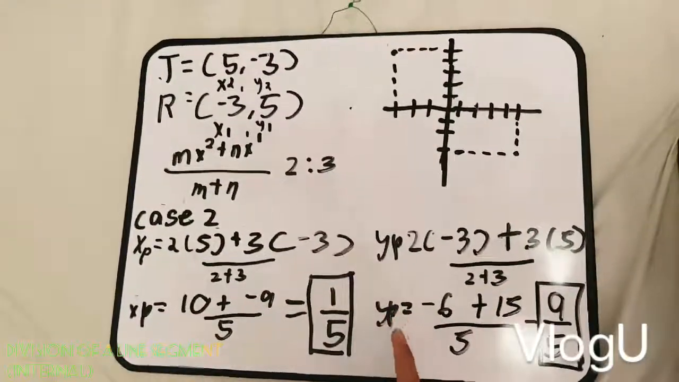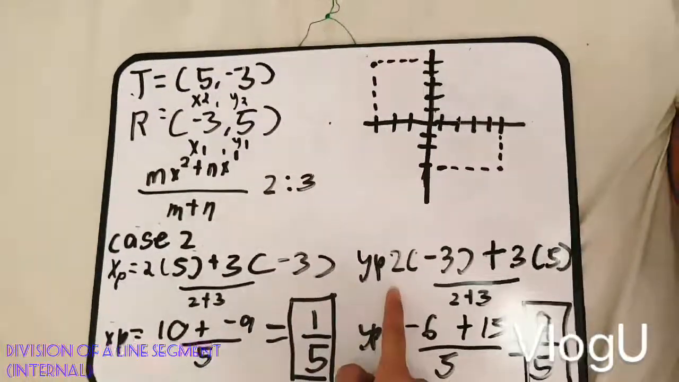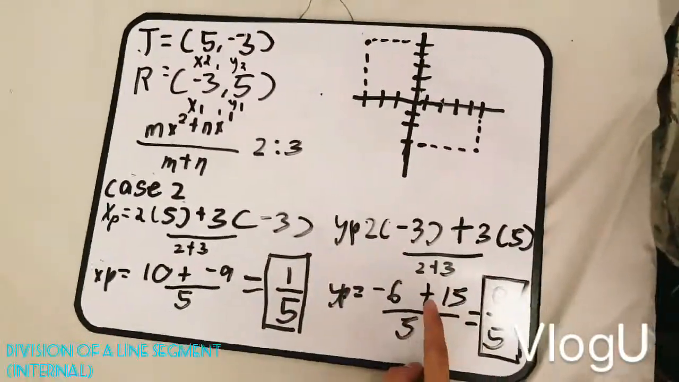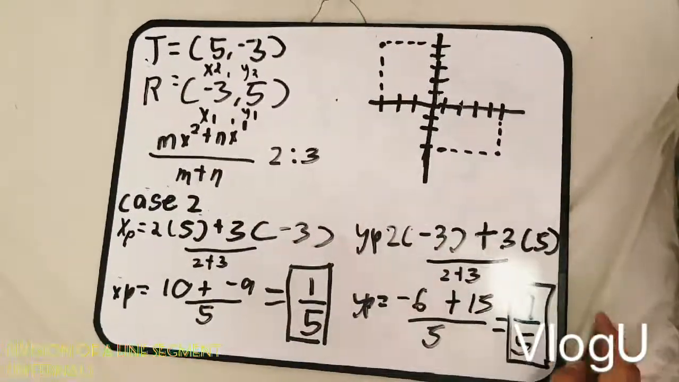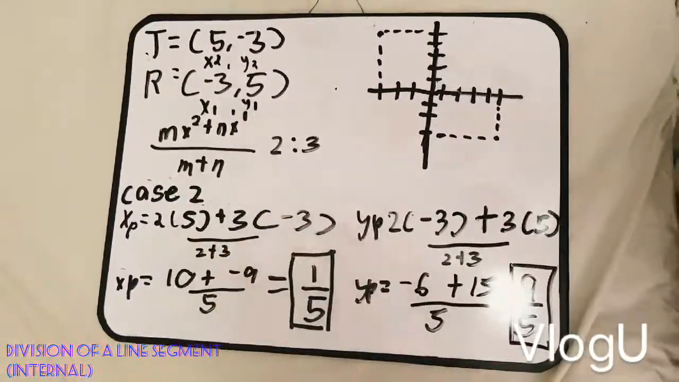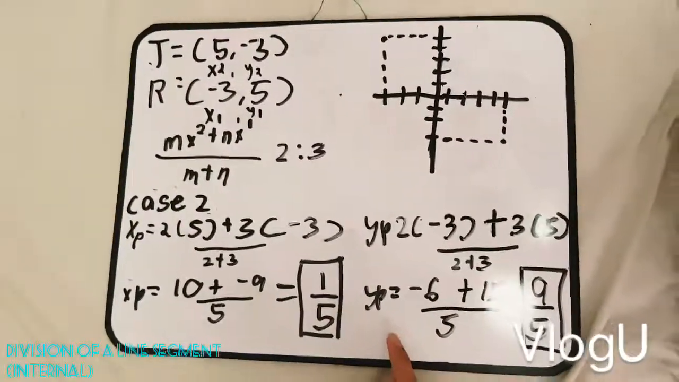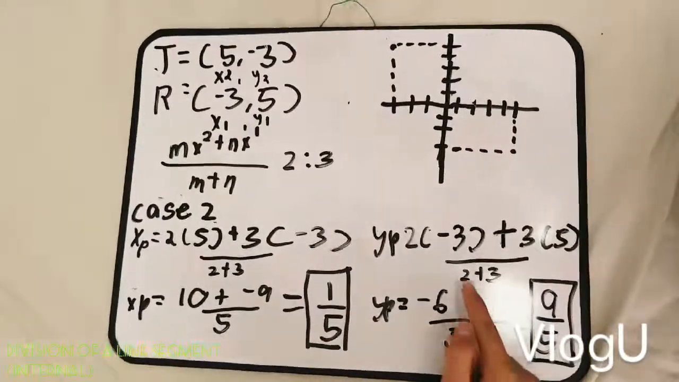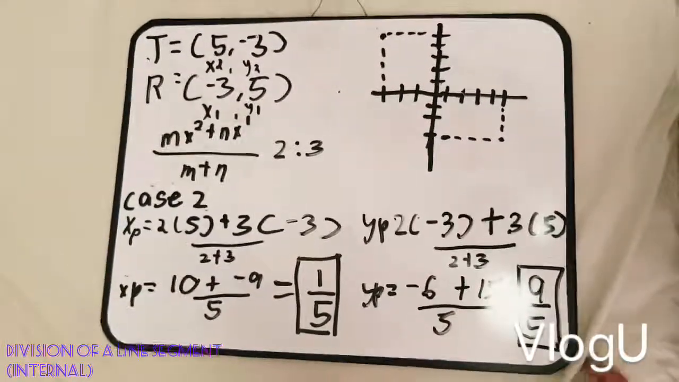Moving on to the y of p, we also substitute. So m is 2, negative 3 is for y of 2, plus 3 for our n and positive 5 for our y of 1, over 2 plus 3 for our ratio. Now 2 times negative 3 is equal to negative 6 plus 3 times 5 is equal to 15 over 2 plus 3, which is equal to 5. And now our final answer is 9 over 5.